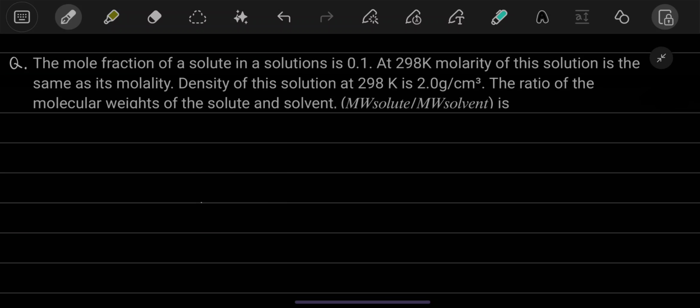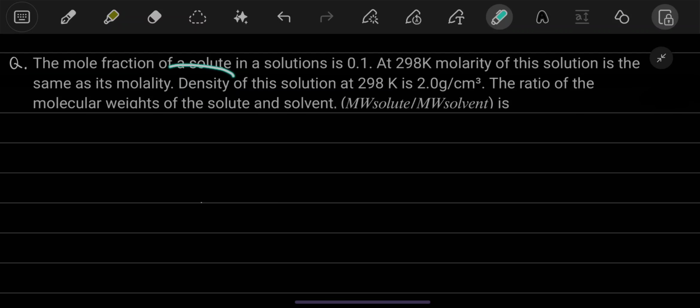Hello everyone. So today we are given an interesting question. We'll try to solve this in a very easy manner. It is asked that the mole fraction of a solute in a given solution is 0.1. At 298 Kelvin, the molarity of the solution is the same as the molality.